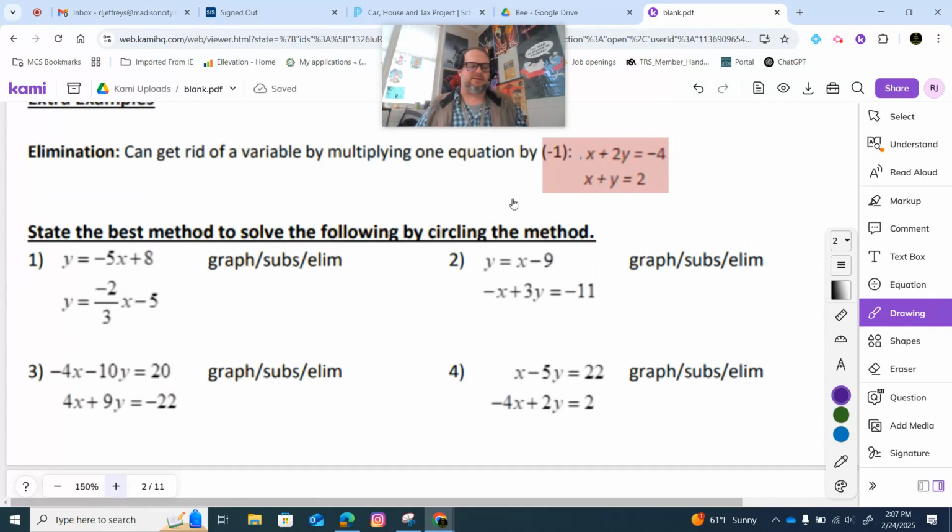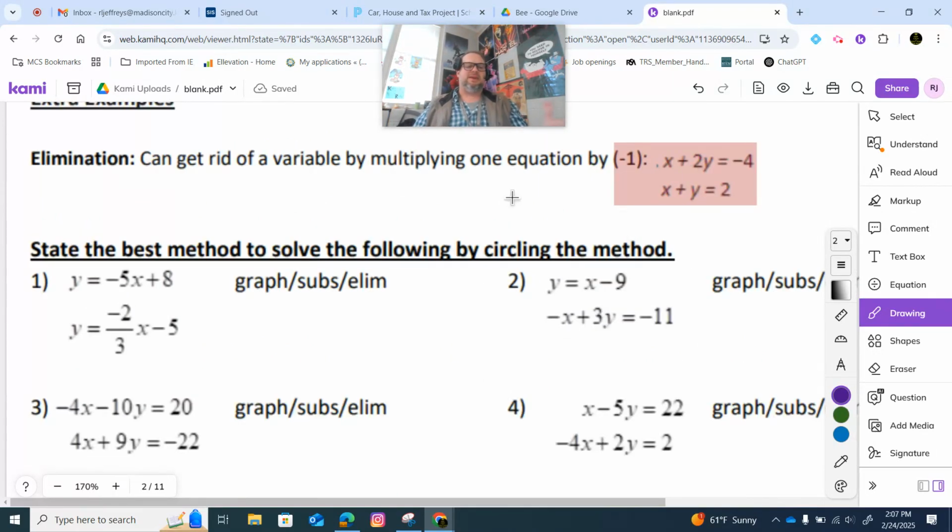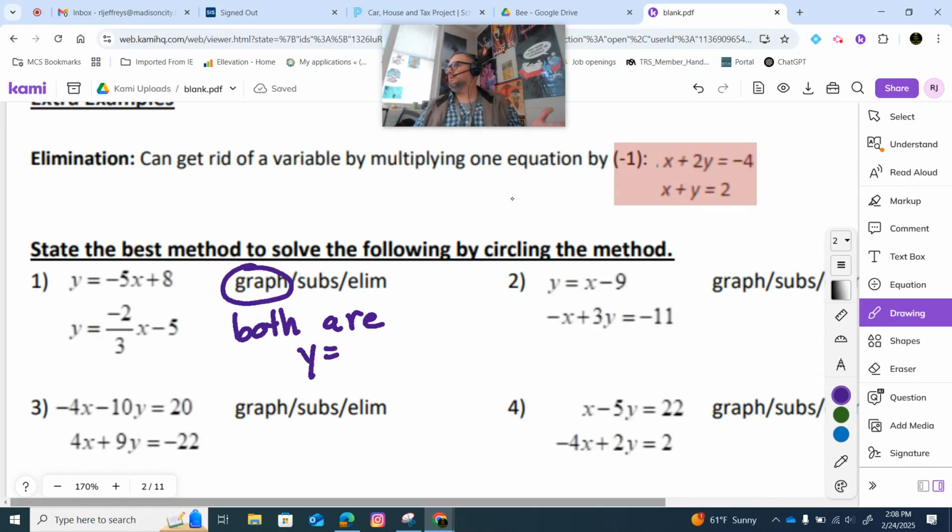So let's look at number one. Here's our problem. It says state the best method to solve by circling. We have graph, substitution, elimination. What do you think is going to be the best method here? Graph. Why? Both are y equals. See? Y equals, y equals.